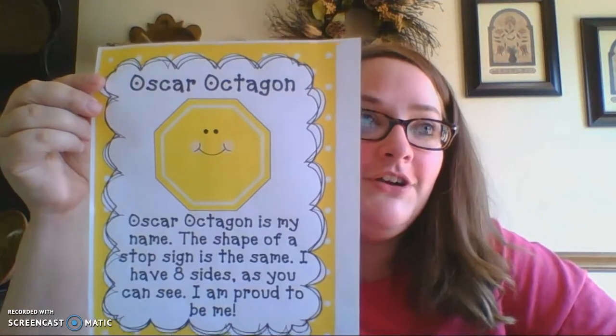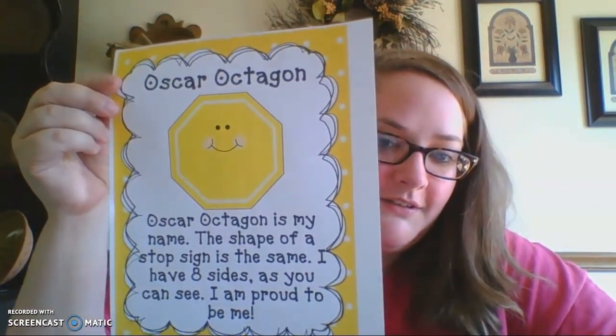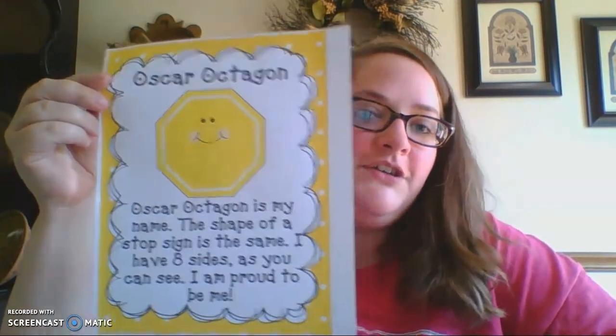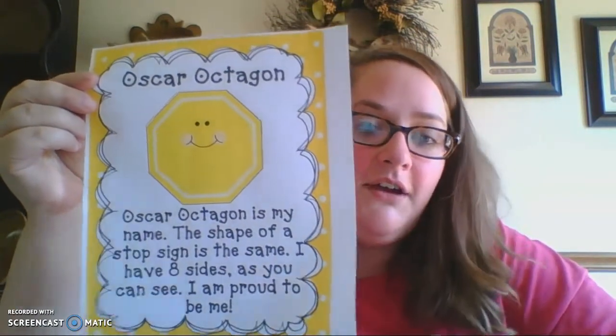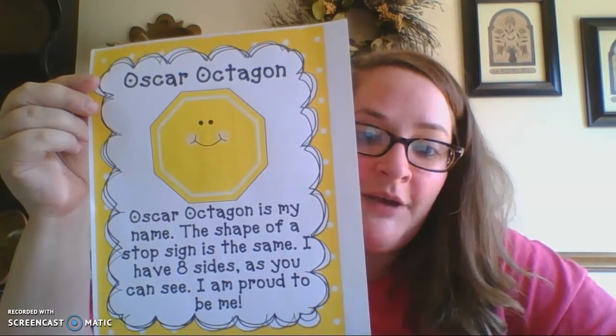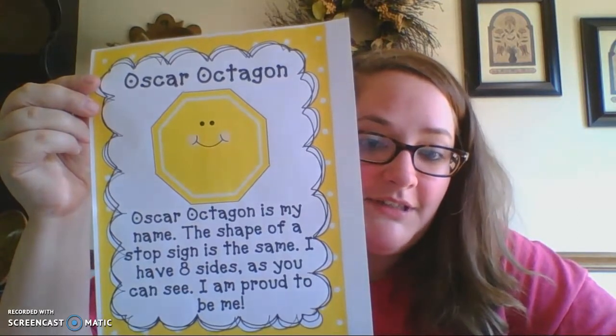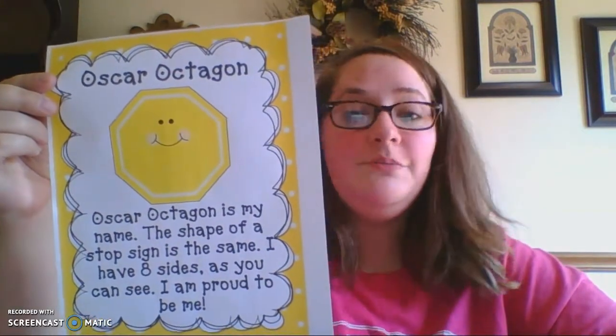His name is Oscar Octagon. Oscar Octagon is my name. The shape of a stop sign is the same. I have eight sides, as you can see. I am proud to be me.